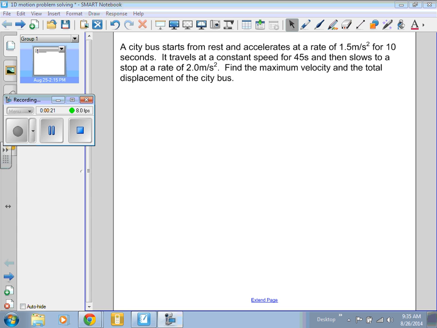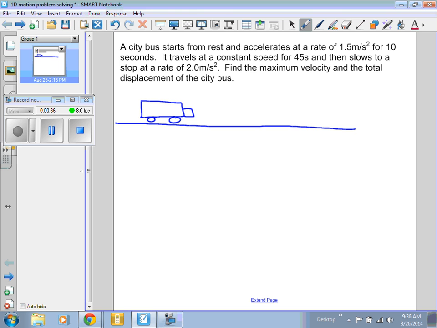Our first step in solving a problem is drawing a picture of the situation and establishing an origin and a positive direction. So I'm going to draw my bus, and I'm going to select the positive direction. I'm going to say that the bus is moving in that direction. Then I'm going to set out my knowns.